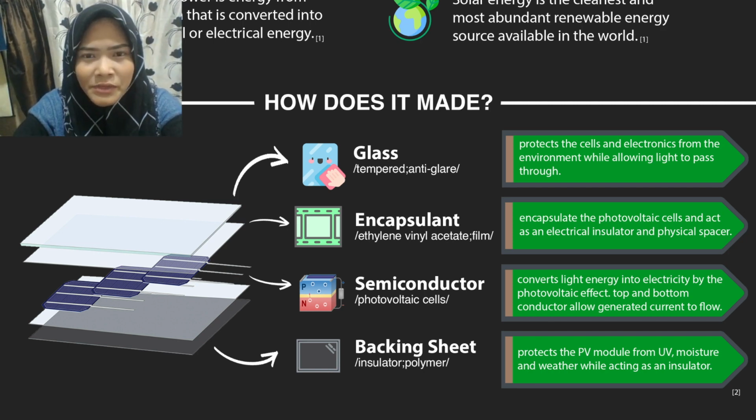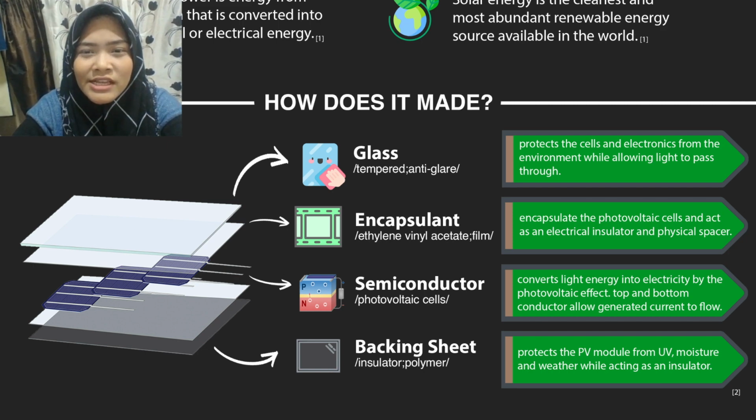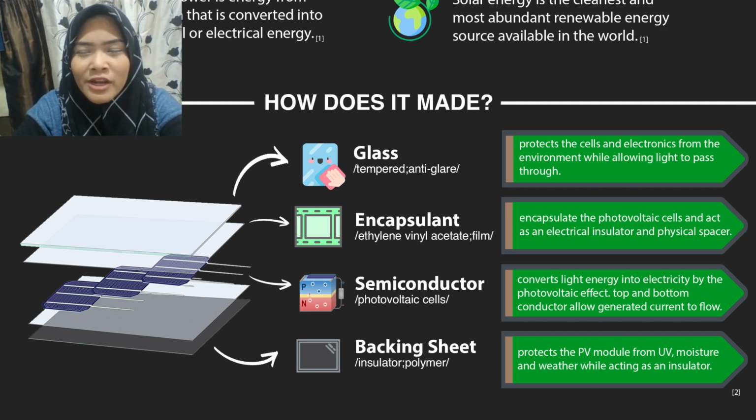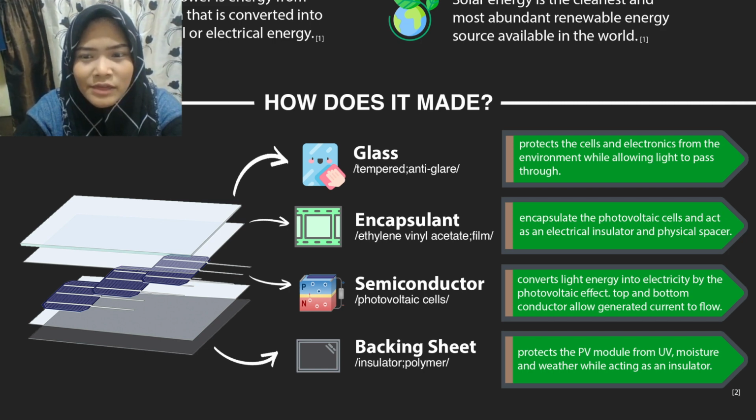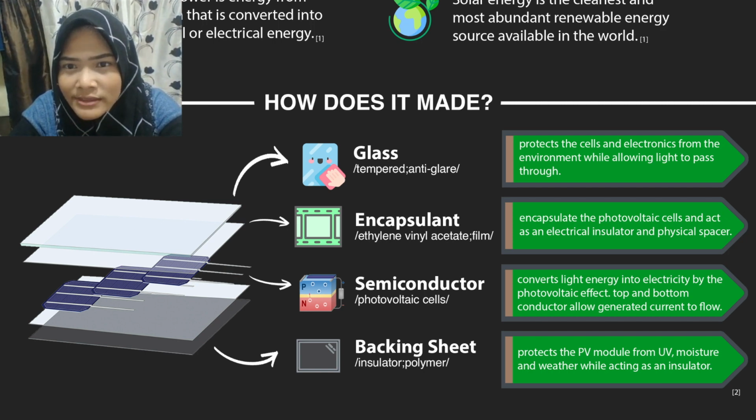The next component is encapsulant, or the full name is ethylene vinyl acetate, which is a specially designed polymer, a highly transparent plastic layer used to encapsulate the cells and hold them in position during manufacture. The EVA must be extremely durable and tolerant of extreme temperature and humidity. It plays an important part in long-term performance by preventing moisture and dirt ingress to the photovoltaic cell, and acts as an electrical insulator and physical spacer.